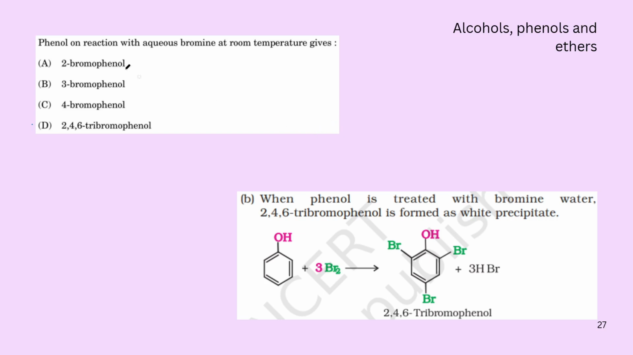The next question. Phenol on reaction with aqueous bromine at room temperature gives. So this is one of the reactions related to phenols, right? When it's treated with bromine water, it gives us 2,4,6 tribromophenol, which is formed as a white precipitate. So it's just an electrophilic substitution reaction.